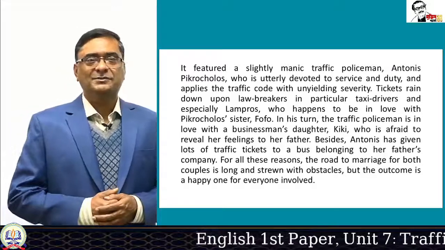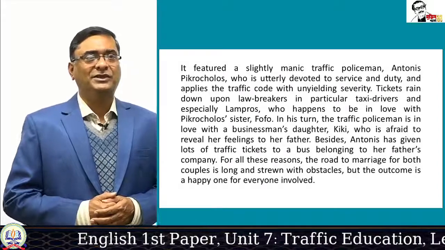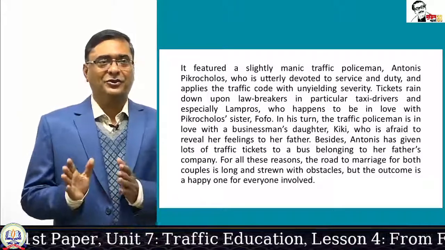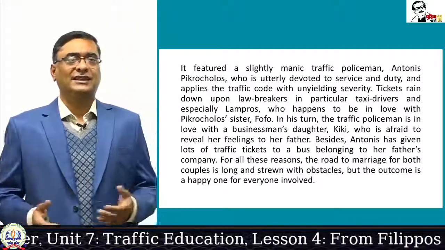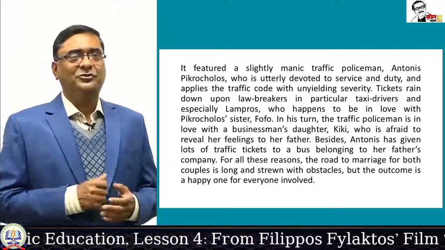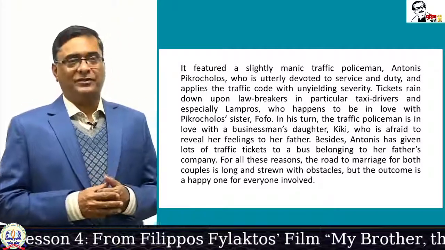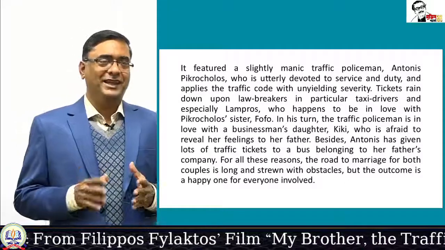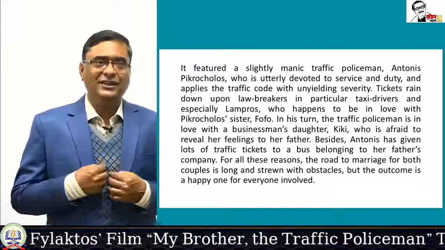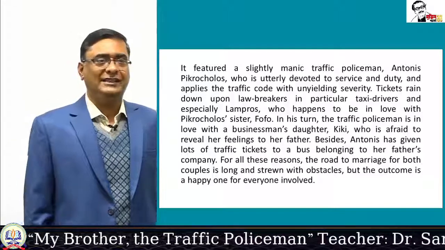Apparently, he is basically not like that, because in his turn, the traffic policeman is in love with a businessman's daughter, Kiki, who is afraid to reveal. I'm going to the next part of the sentence later. Now, Picroclus himself is in love, and he is in love with a girl whose name is Kiki, and Kiki is a businessman's daughter. So Picroclus may appear to be unromantic outwardly, externally, but inwardly he has got a very soft heart, and that is why he is also in love with Kiki, a girl.